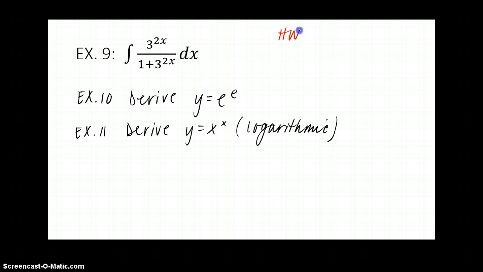For homework, for our next class, please complete these 3 problems. Those of you that print the slides, these are on slides as well. 1 integral and 2 derivatives. Your last derivative, you'll need logarithmic differentiation. I'll see you in class.